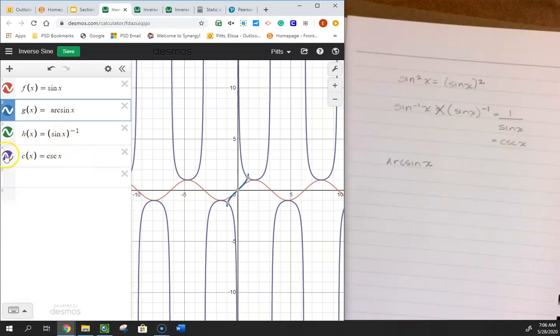And so just so you know that notationally this can be a little bit confusing, the inverse sine of x is not the same as sine of x to the -1 or 1 over sine of x.